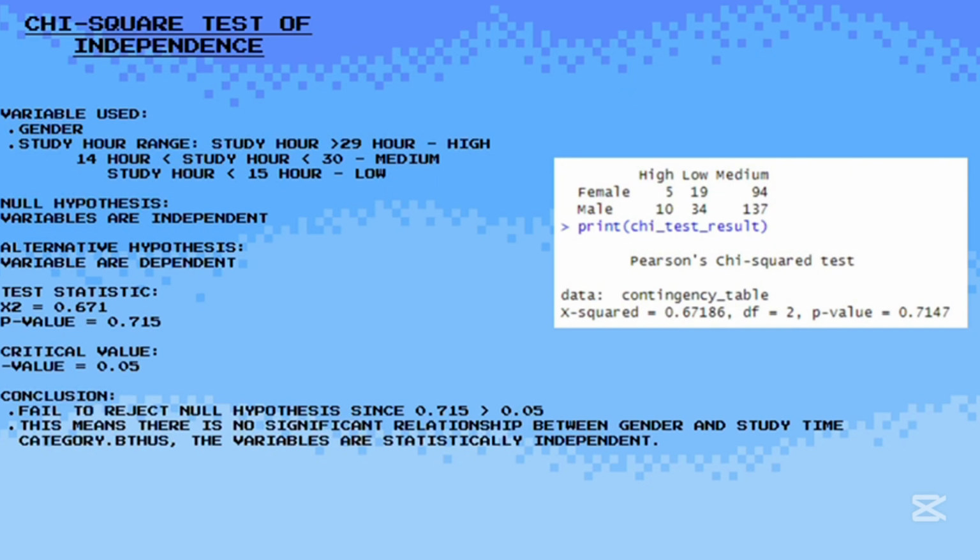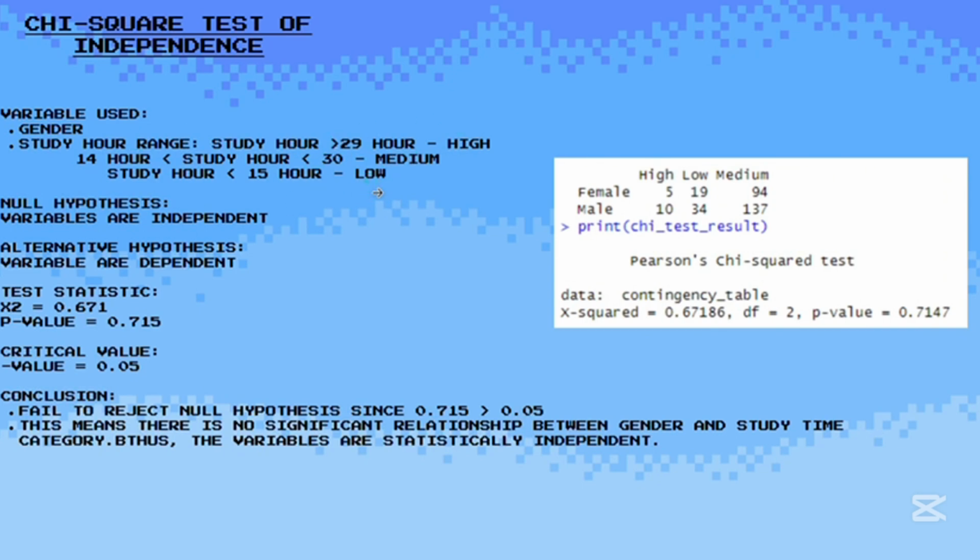The correlation test is to find the strength of the relationship between two variables. The next test is the chi-square test of independence. This test is to search for whether there is a relationship between two variables. The variables we use are, first, gender, and second, study hour range. We divide study hour into three categories: high, medium and low.